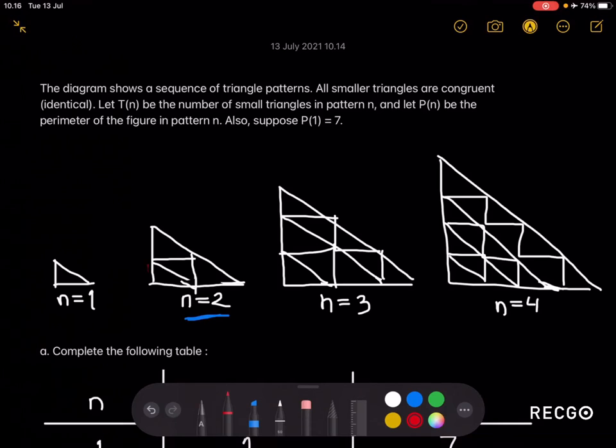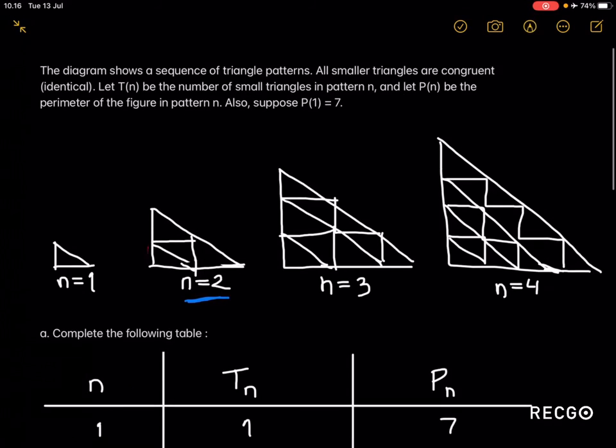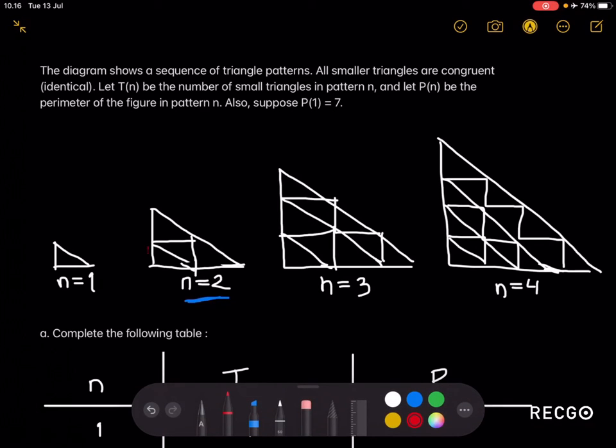I won't do the proof for the formula for P of n because I've just shown the sketch of it and how it works. So I'm just going to prove the formula for T of n. Let's see how this pattern works.